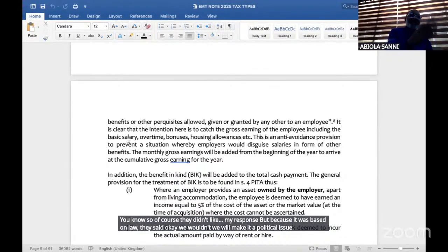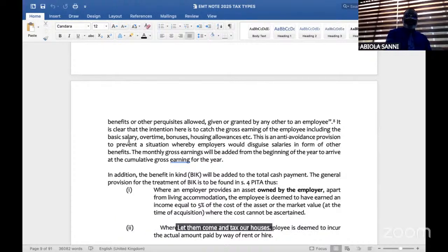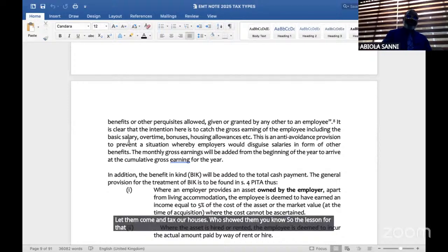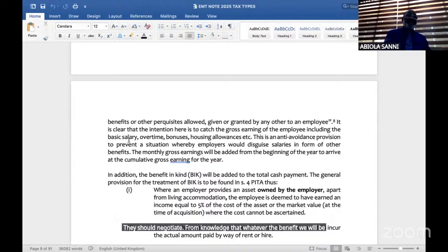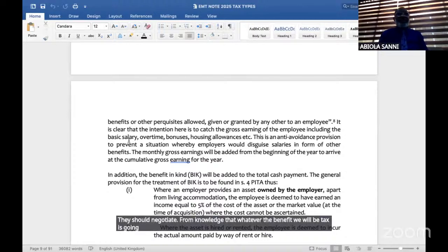Let them come and tax our houses. We will show them, you know? So the lesson from that is when ASU is negotiating, it should negotiate from the knowledge that whatever the benefit will be, tax is going to take a larger chunk of it.